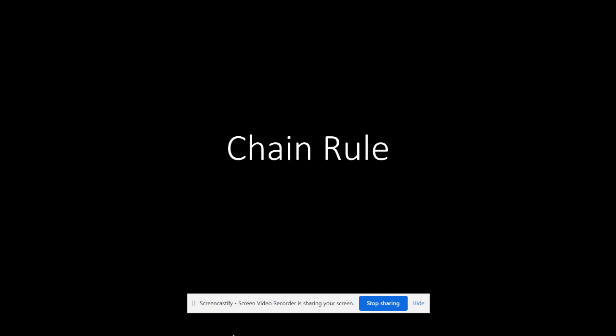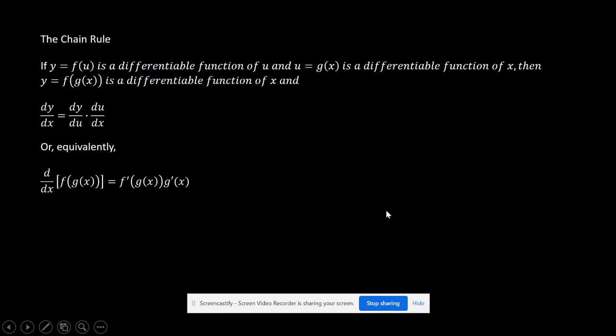All right, let's do the chain rule. Thus far, we've done the product rule, we have done the quotient rule, and now we're getting closer to where we can do lots and lots of different derivatives and differentiations. Thus, the chain rule. So let's look at this thing.